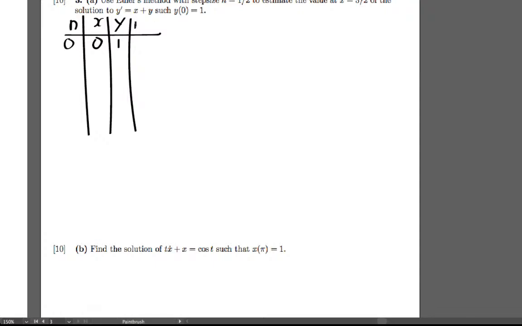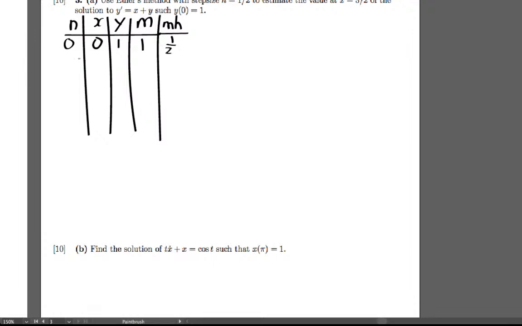And then I'll write this guy as y prime, m. This would be the slope. So the slope here would be 0 plus 1. That would be 1. And then after that, we multiply m by the change of x, which in this case is called h. This would be half.